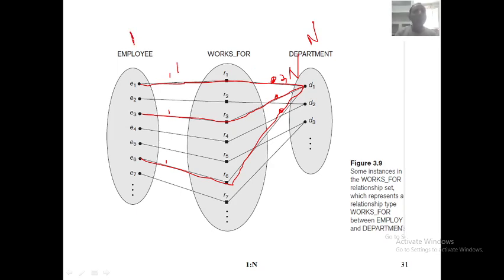Hence, the Works For relationship has a 1:n cardinality ratio. So here there is an employee entity and a department entity. What is the cardinality ratio of employee and department? 1:n. Is it clear now? Understood?